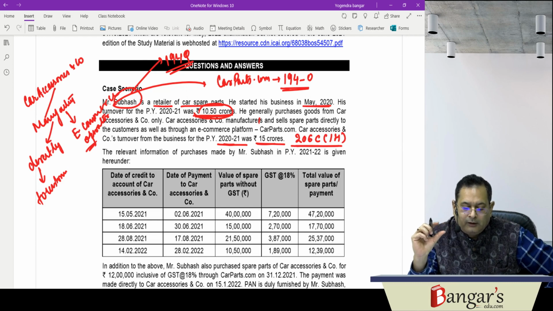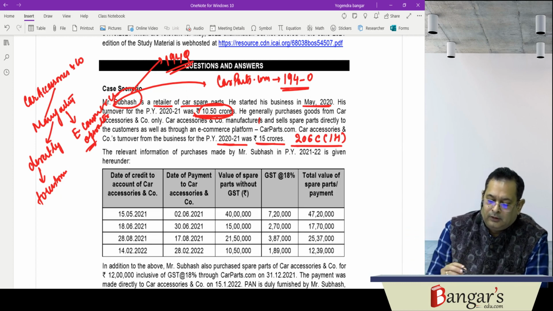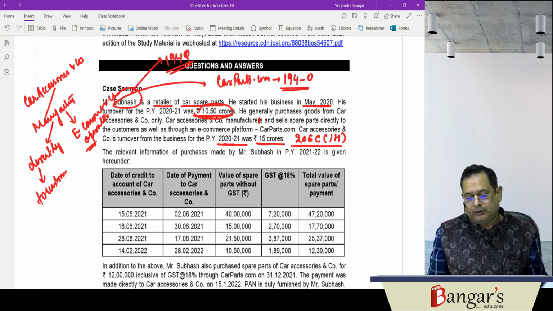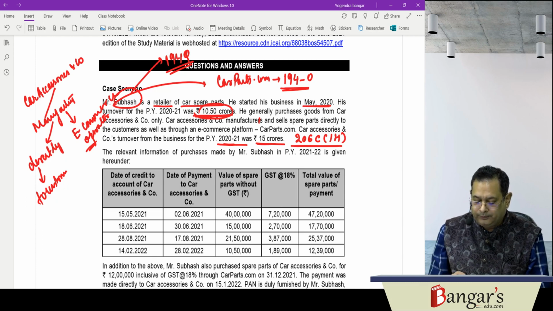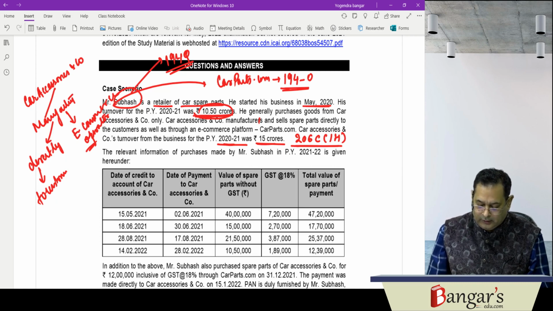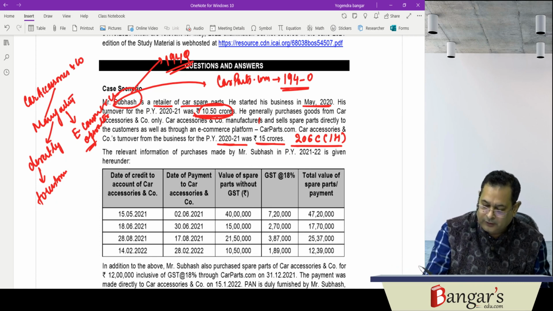Now the relevant information on purchases made by Subhash in previous year 21-22 is given here. Remember that the provisions relating to section 194Q have been made applicable from 1st of July 2021, and a detailed circular has also been issued in this regard.